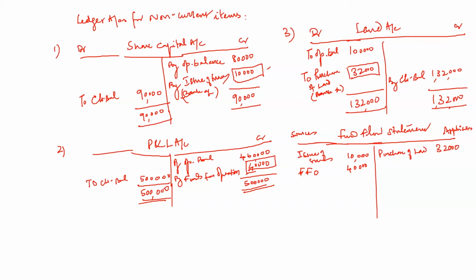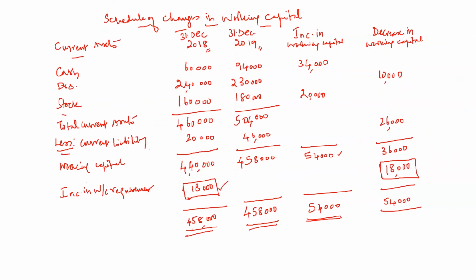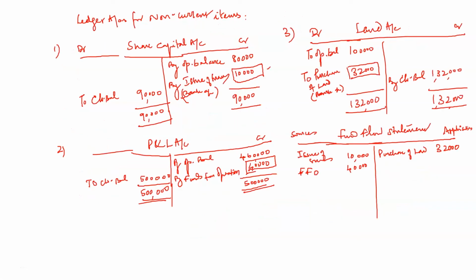And we already calculated that there is an increase in working capital needs, which tallied in both the methods. There are two methods, or two ways, by which we prepared the schedule. In both ways, we observed that the requirement was tallying, which was found to be 18,000. So this should be reflected on the application side: increase in working capital, 18,000.